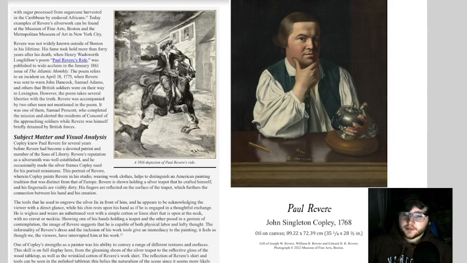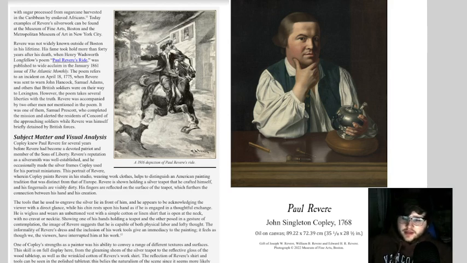He is wigless and wears an unbuttoned vest with a simple cotton or linen shirt that is open at the neck, with no cravat or necktie, showing one of his hands holding a teapot and the other posed in the gesture of contemplation. The image of Revere suggests that he is capable of both physical labor and lofty thought. The informality of Revere's dress and inclusion of his work tools gives an immediacy to the painting. It feels as though we, the viewer, have interrupted him at his work.